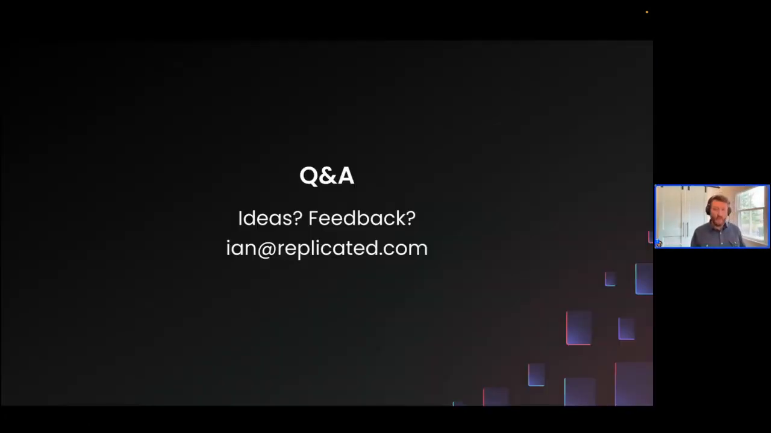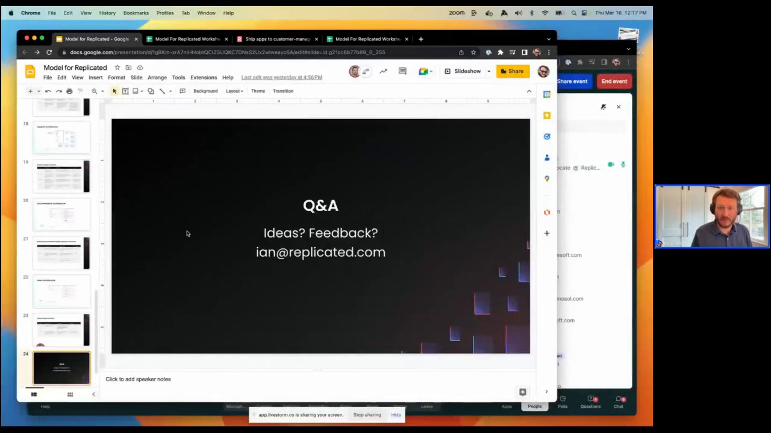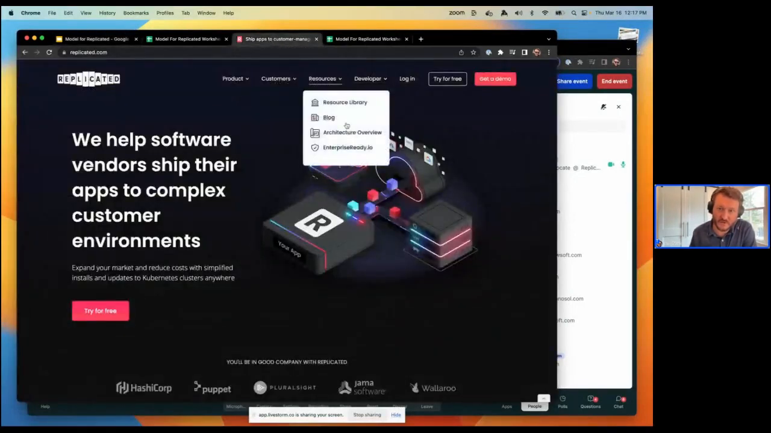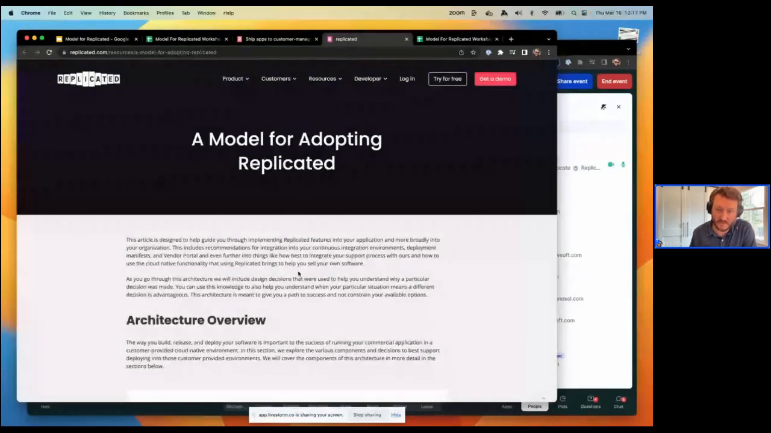Okay, I did have one more thing to show you that I added in at the last second. So I'll show you something really cool that I've been talking about doing for a while. And before this session, I decided to go ahead and make it. First of all, I'll show you how to get there. So again, you can go to resources, architecture overview, a model for adopting Replicated, and you can go through this yourself.